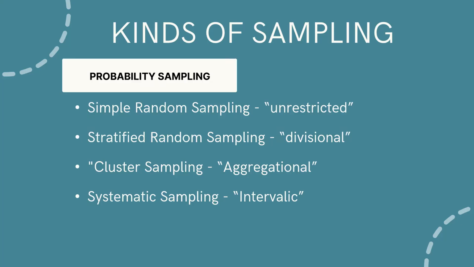Okay, next is systematic. From the word systematic, it is intervallic. Say, for example, you would like to study the study habits of every 10th person from grade 11 students. So from the class record, the 10th name in the class record will be your respondent. The 20th, the 30th, the 50th, and so on and so forth. So that is systematic, intervallic.